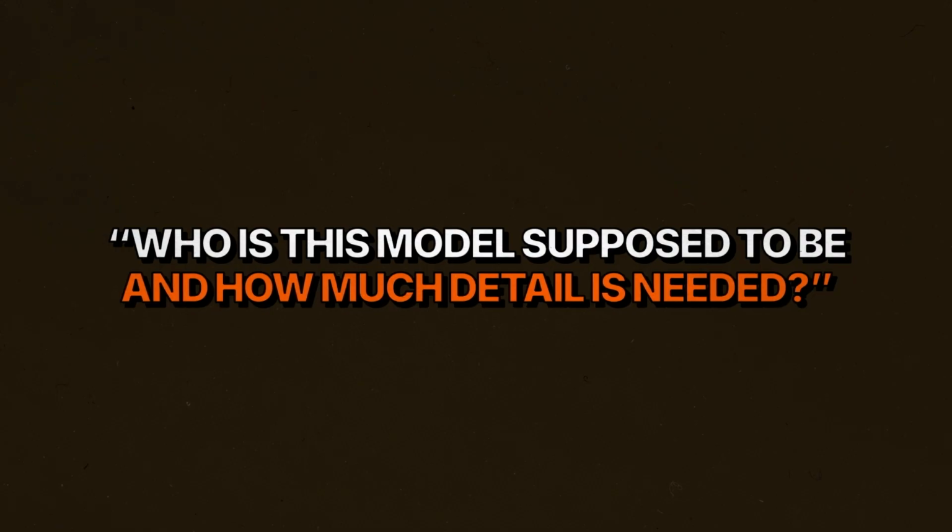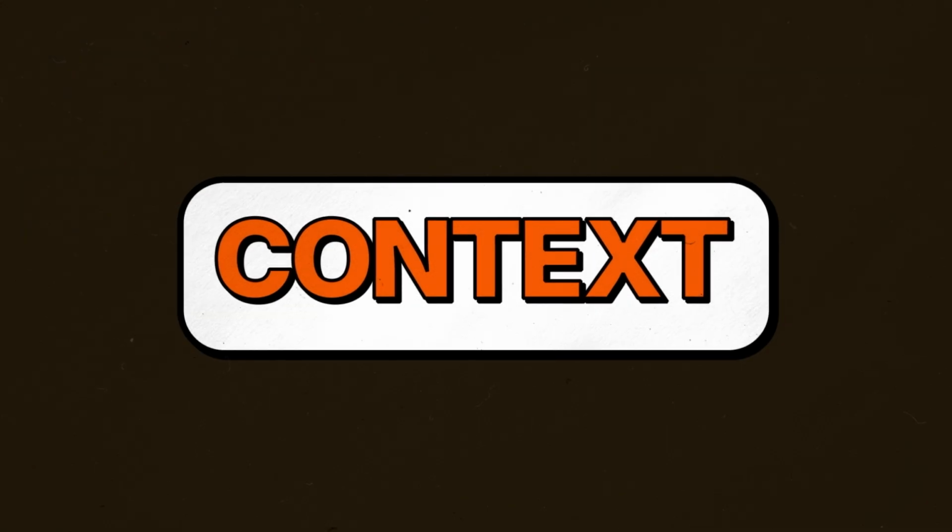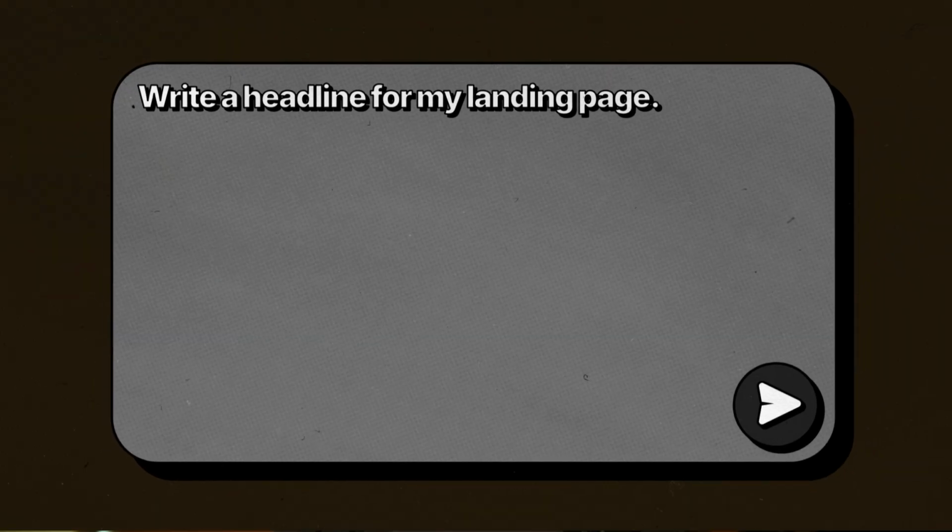Like, you might see better results if you're telling the AI it's a children's book author instead of just a regular author. So whenever you prompt, ask yourself, who is this model supposed to be and how much detail is needed? Then tell it and provide as many details as needed. Speaking of better results, you can provide context to these models as well. The more context, the better the results. So instead of prompting a model like this, you can prompt it like this.